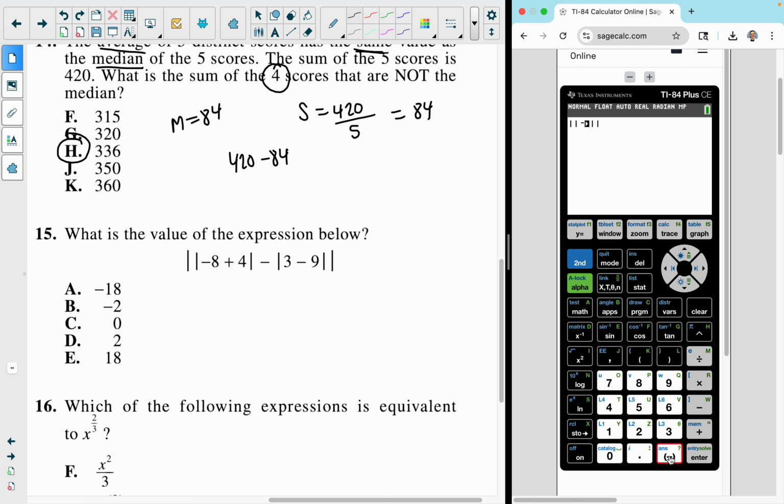I'll type in -8 plus 4. That ends the absolute value, so I'm going to press the right arrow key. So now I'm in between. It says minus. I have another absolute value, so math, number, absolute value. I have 3 minus 9, and it has 2 absolute value bars after it. Press enter, and we get 2. The answer is D.